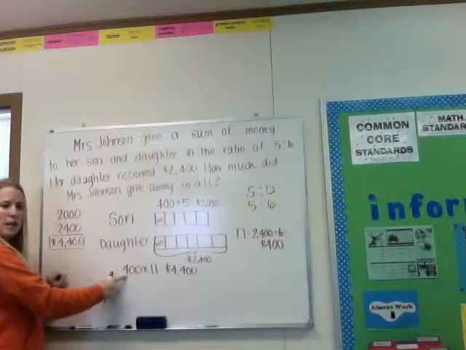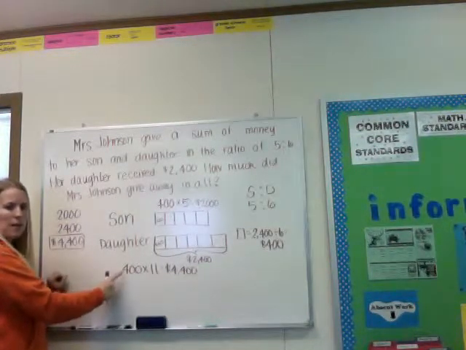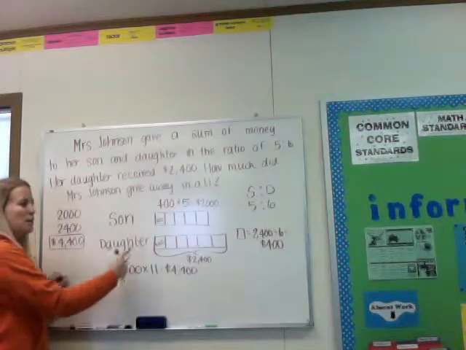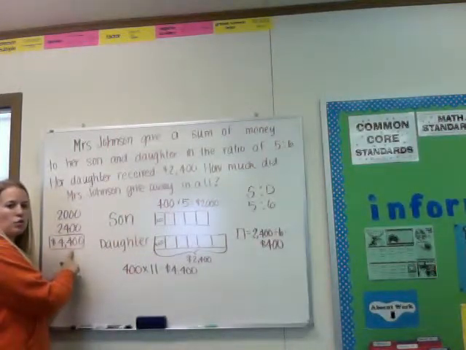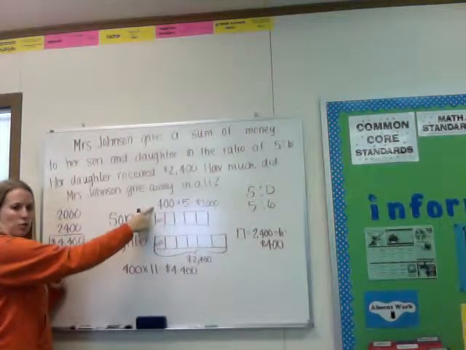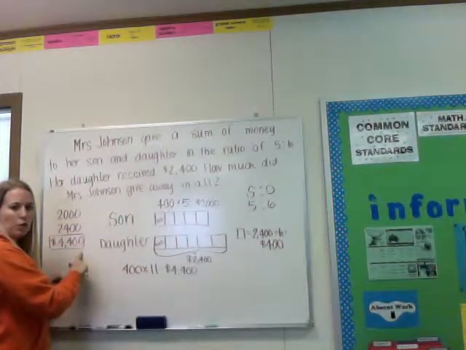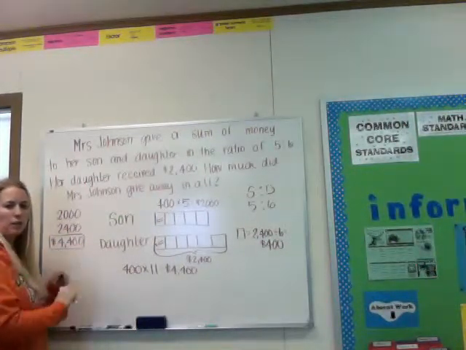This one only takes 1 step, taking the amount of 1 block times the 11 blocks to get my answer. This one is 2 steps: first figuring out how much the son has and then coming up with a total. Either way is perfectly acceptable.